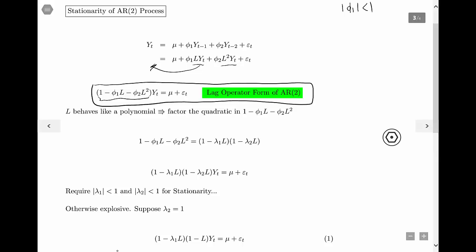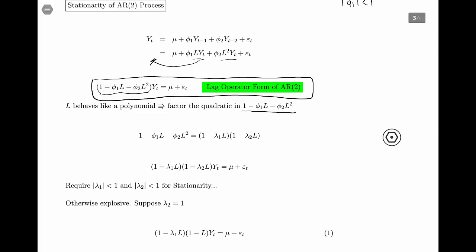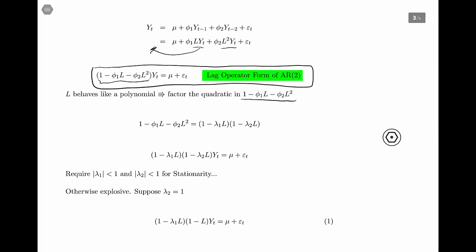So we can treat this as a quadratic in L and factor it just like we'd factor any quadratic function. From now on, although as I kept saying, L isn't a polynomial, it's an operator, it still retains its properties as if it was a polynomial. So from here on in, we can think of L as a polynomial, and we're just factoring a quadratic.